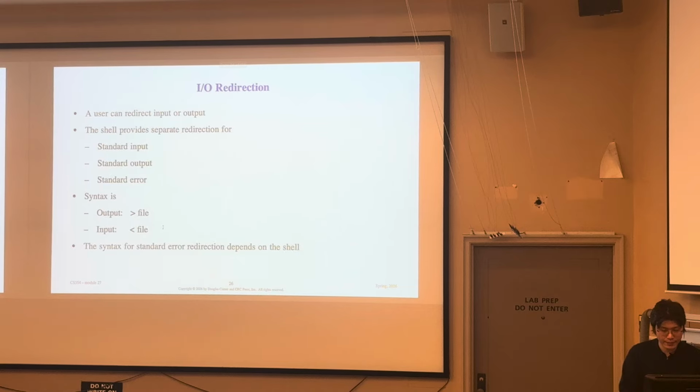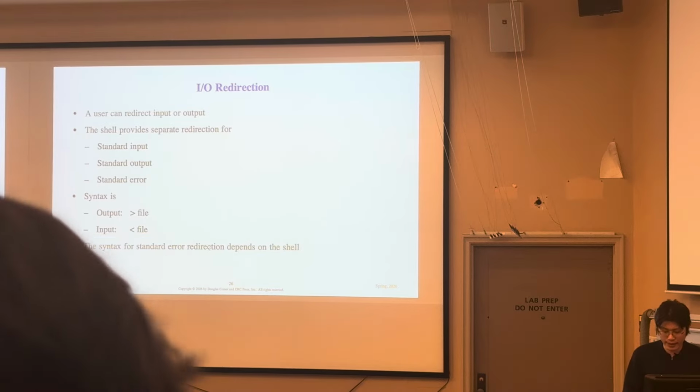IO redirection. A user can redirect the input or output. The shell provides a separate redirection for standard input, standard output, and standard error. These are three standard devices that you also see in Unix. The syntax of IO redirection uses this symbol for redirecting output to a file, and this symbol for using a file's content as input. And the syntax for standard error redirection depends on the shell.